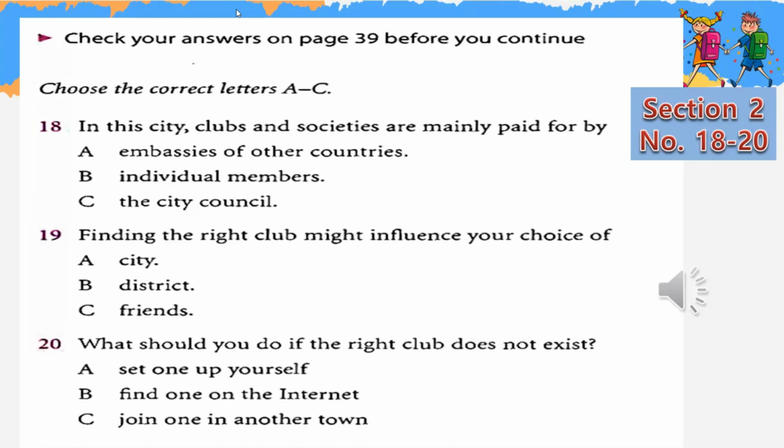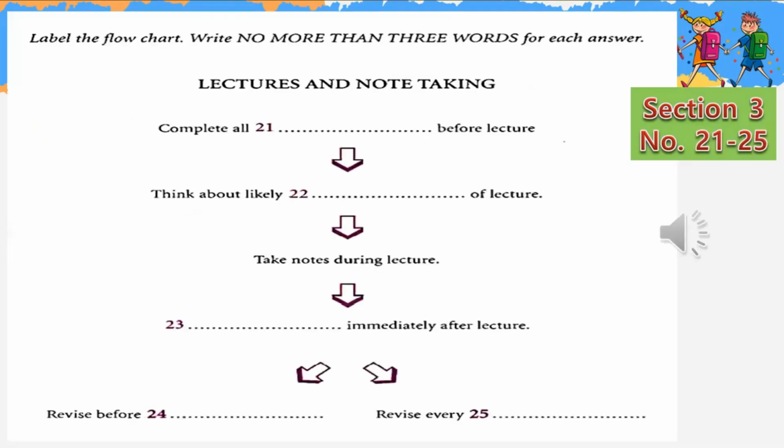Okay students, this is the end of section 2. We are going to answer together for number 18 up to 20. On number 18, we have to find the clues. The speaker mentions a few associations supported by the embassies, but in the vast majority of cases, it is the individual members who fund them. So the correct answer is B. This is the correct answer.